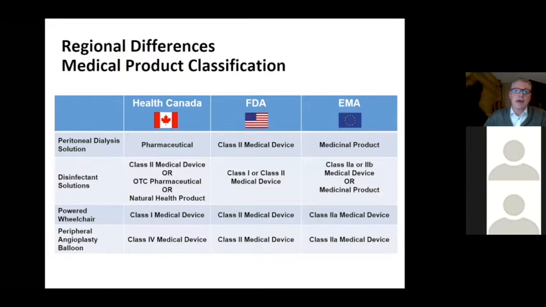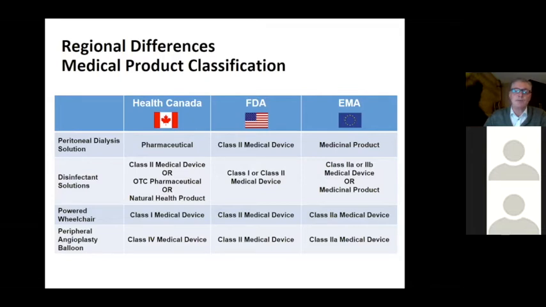A little bit of a recap. We talked about peritoneal dialysis solutions before. In Canada, that would be a pharmaceutical. In the US, that's a medical device. In EMA, it is a medicinal product or a drug. These disinfectant solutions could be a class 2 medical device in Canada, could be a class 1 or 2 medical device in the US, could be a class 2A or 2B in Europe. However, in Canada, it could also be a pharmaceutical or natural health product, could also be classified as a drug in Europe.